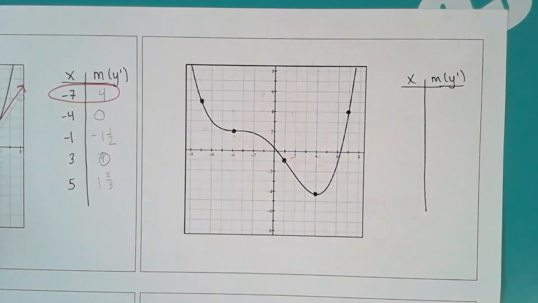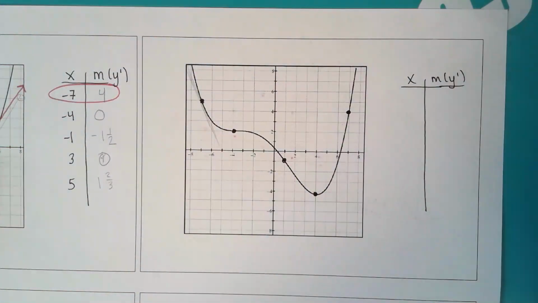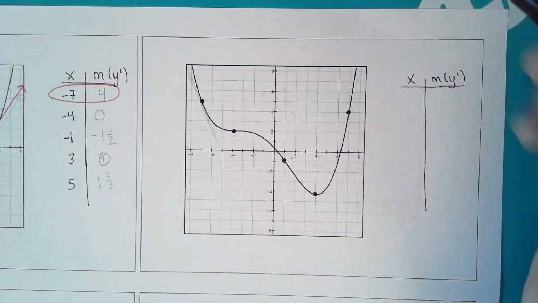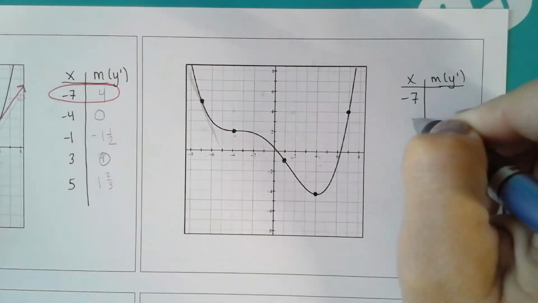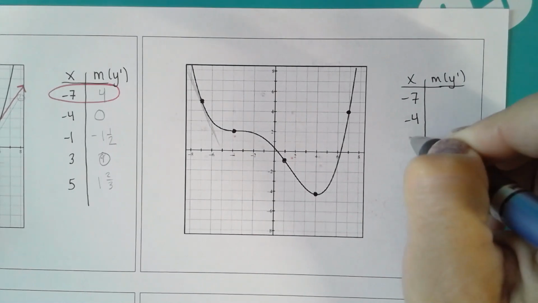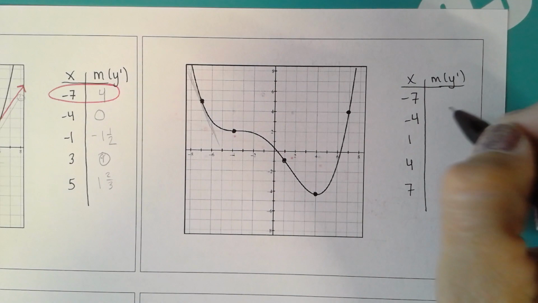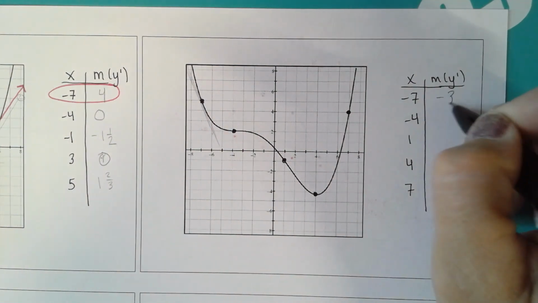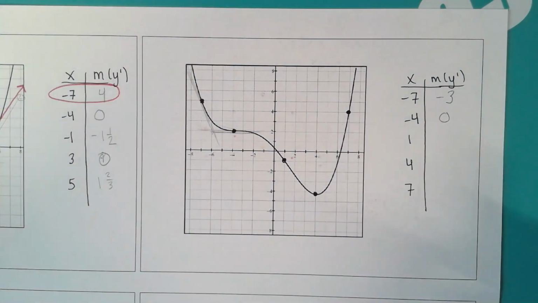All right, so again, I'm going to do this without the spaghetti. I'm going to just lightly with my pencil just say, what is the approximate slope there? It's not perfect, but it looks like maybe -3. Oops, I forgot to write my x values down. So we're using -7, -4, 1, 4, and 7. So what did we say? -3 at -7. I laid on a tangent line there. Pretty flat. I'd say pretty close to 0.